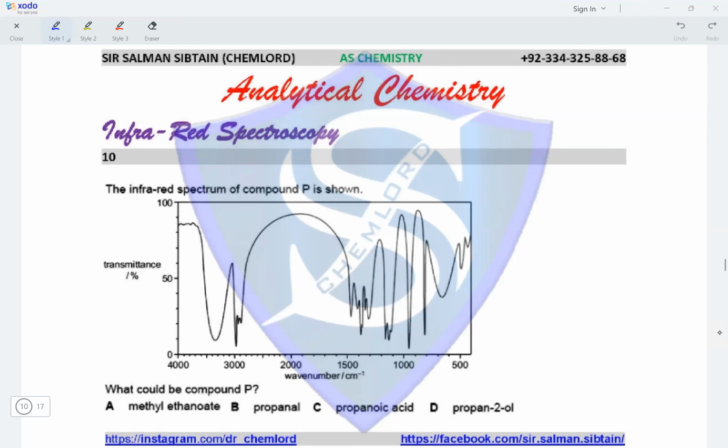Question 10. The infrared spectrum of compound P is shown. What could be compound P? The identifiable peaks are the C single bond O, the C single bond H, and the OH group for an alcohol. Methyl ethanoate would have a peak for C double bond O, which we don't have, so this cannot be the option.